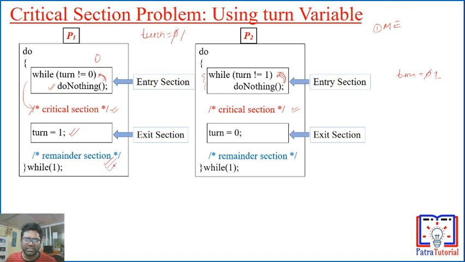Okay, and it will execute the remainder section. In the remainder section, the process accesses its private resources. Private resources have nothing to do with the other process, so it can continue its execution. Now P2 tries to enter into the critical section.